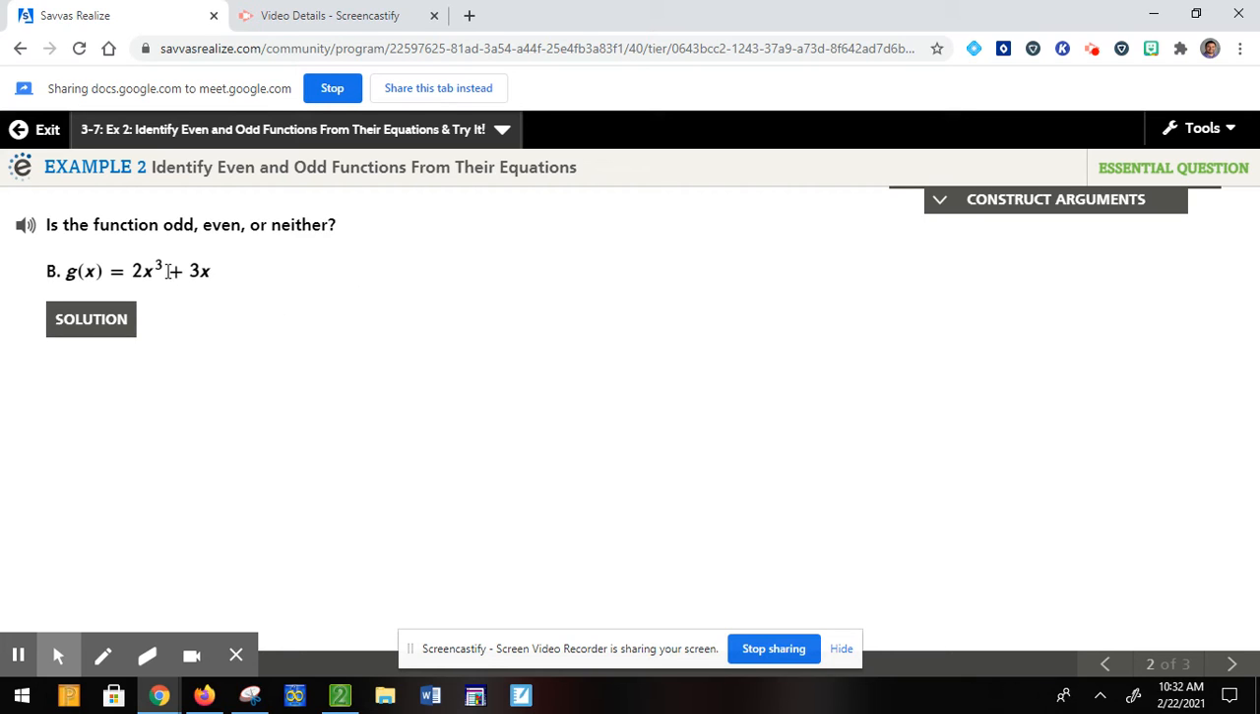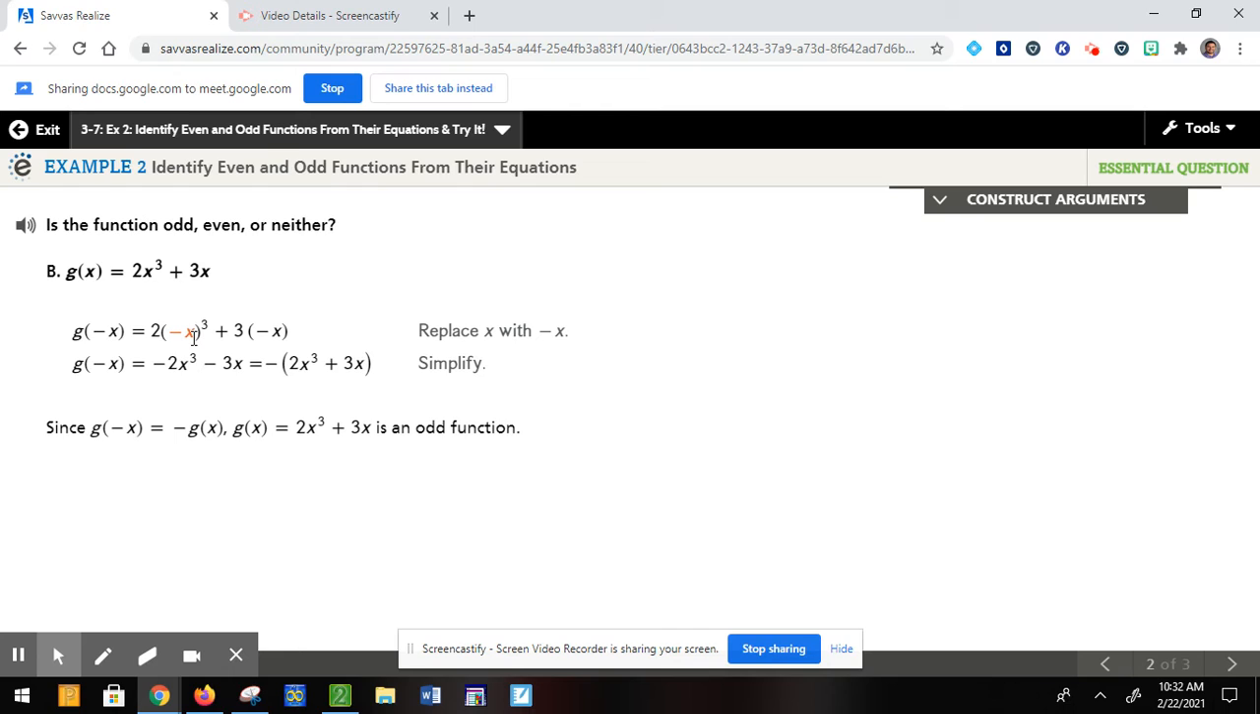So then this function, is this one odd, even, or neither? You substitute negative x in for x, evaluate it, and you end up with negative 2x cubed minus 3x. You can either identify that obviously is the opposite of what you started with, right? Or if you simplify it by taking a negative 1 out, basically factoring a negative 1 out. Again, it's the opposite of what you started with. Since it's the opposite of what you started with, it's odd.